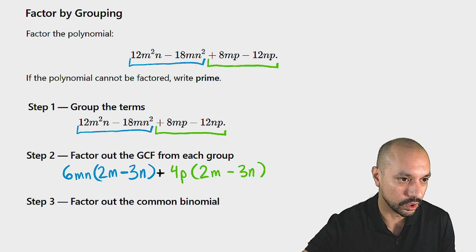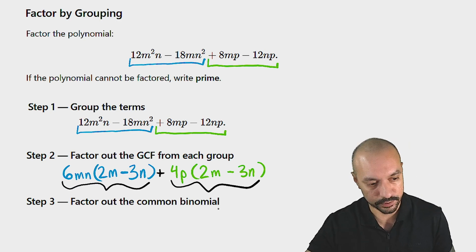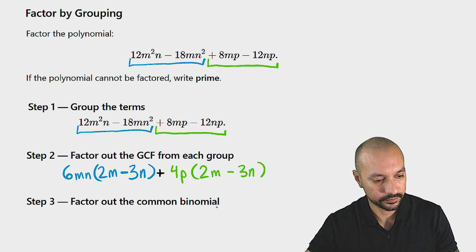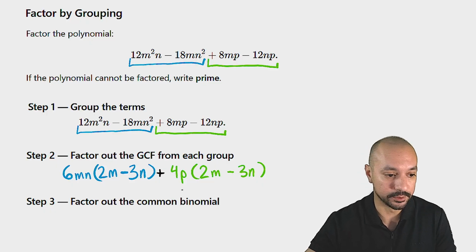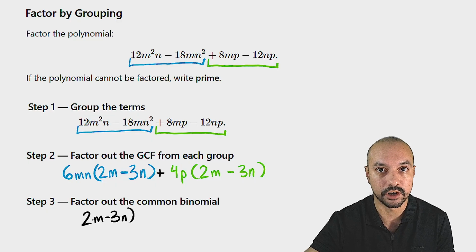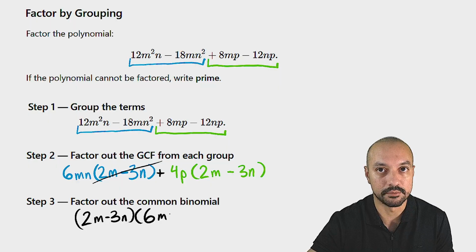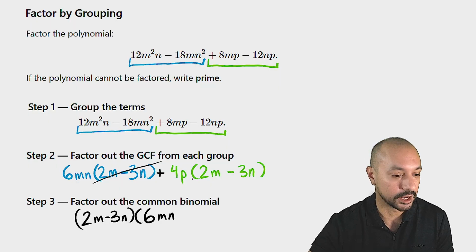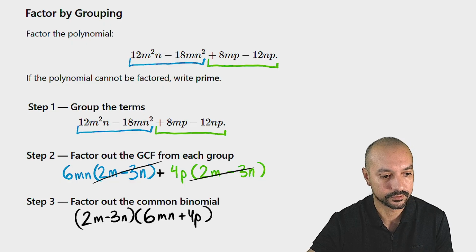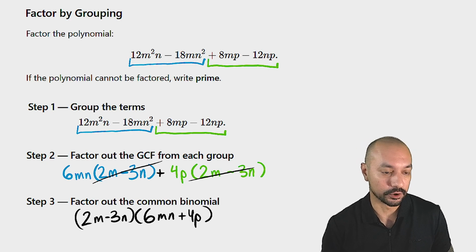So we have two jumbo terms here. Here's a big term, and here is a huge term as well. And what do they have in common? Well, they have the parentheses in common. They have the 2m minus 3n in common. Now, if I take that out of the blue, that will just leave behind a 6mn. And if I take that out of the green, that just leaves behind a 4p. We have now finished factoring that 4-term polynomial.